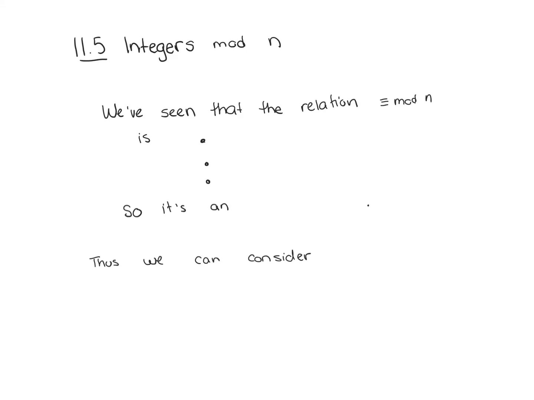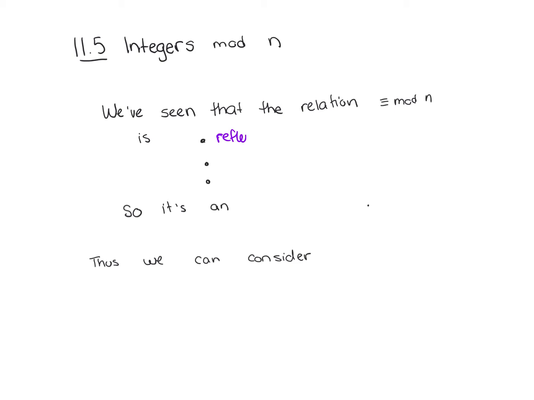So we want to deepen our investigation of the integers mod n a little bit in section 11.5. We've seen that the relation congruence mod n, so two things are related to each other if they're congruent mod n, is symmetric. Well, let's put reflexive first.